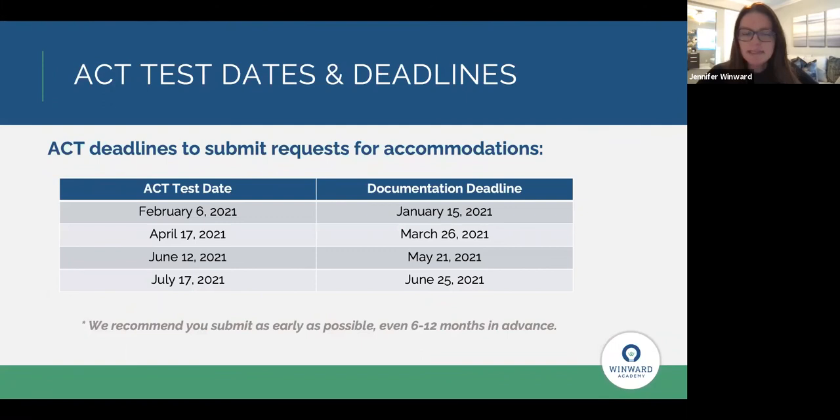Now, just to give you a sense of the deadlines, as I mentioned, if you are taking the test in April, you have to submit your documentation by March 26th to even be considered for accommodations. But I do not recommend waiting for these deadlines, right? I really recommend that you submit as early as possible, even 6 months in advance, maybe even a year in advance. Whatever you need to do so that you can have this figured out and build in that buffer of time just in case you need to appeal and go through that process.